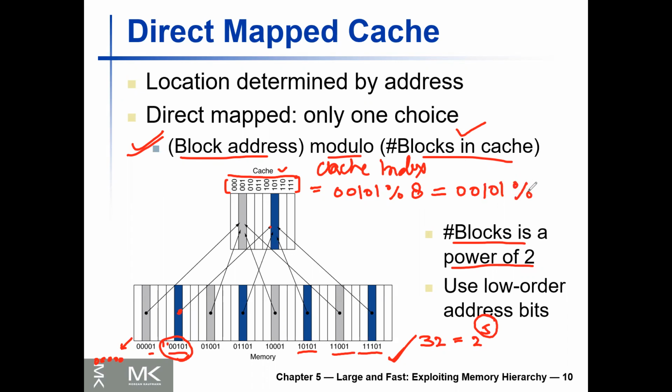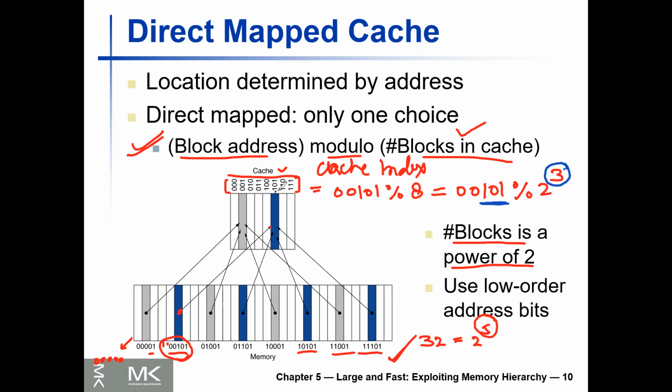2 to the power of 3, exactly. Okay, this is the beauty of the modulus operator: these 3 bits basically tell you the result of it. It means that the lower 3 bits are going to tell you which particular block of the cache this address is going to be mapped to, which is 101.